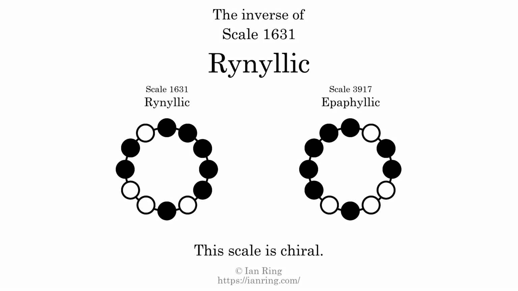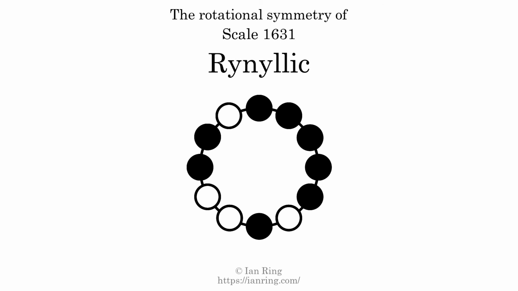The inverse of a scale is a mirror image. It is what you get when the sequence of intervals is reversed. The inverse of this scale is scale 3917, also known as epiphilic. This scale is chiral. It cannot transform into its inverse by rotational transformation. This scale has no rotational symmetry.